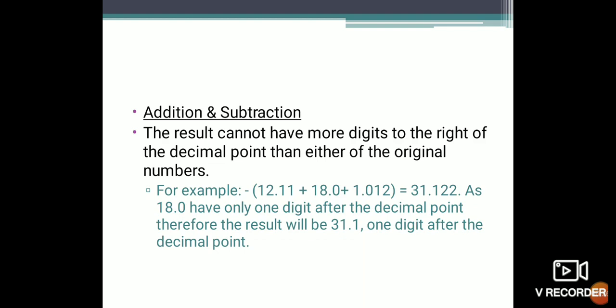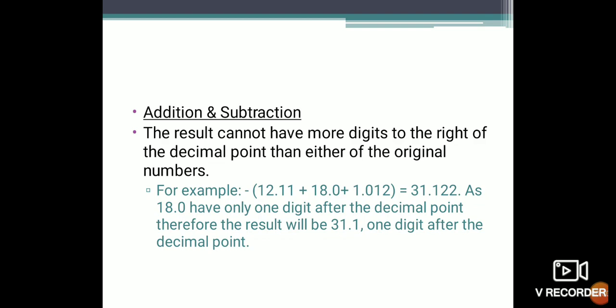Today in this video we will study the significant figures for the process of addition and subtraction, multiplication and division, and rounding off. There are different rules for each and every process. So let us go one by one. The first is addition and subtraction.